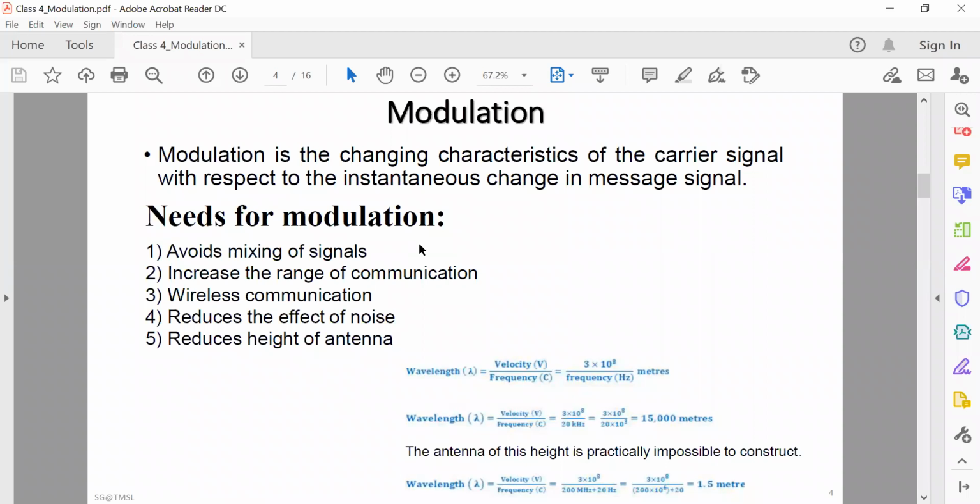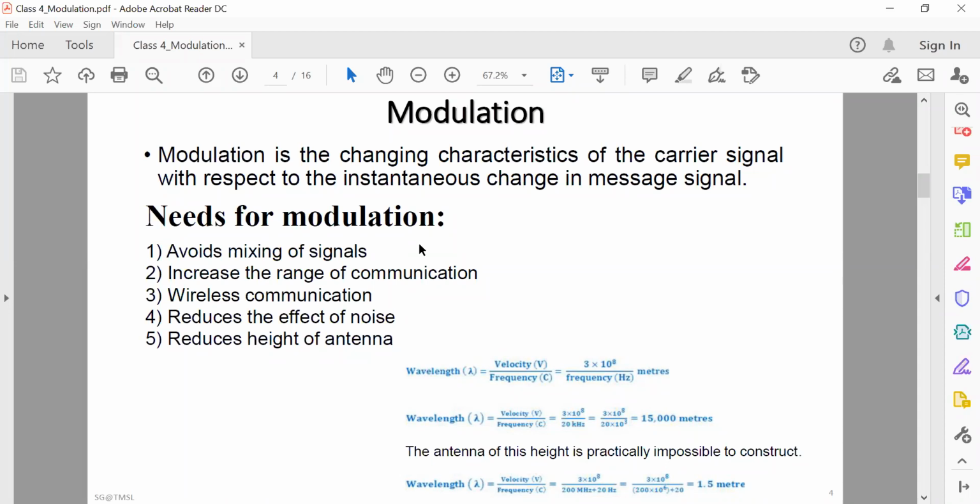And so in order to send that message signal to a long distance, we need to increase the signal strength of the message signal. Now this can be achieved by using the modulation technique. Here the lower energy or lower frequency message signal is mixed with the higher energy or higher frequency carrier signal to produce a new signal which has higher energy or higher frequency, so that it carries the information to a long distance without getting affected by the external noise.